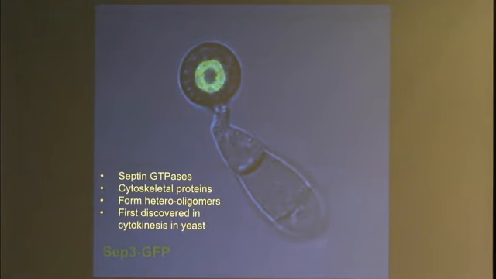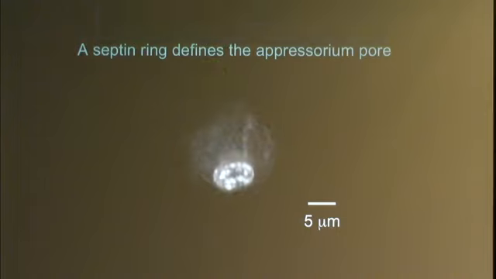So these are small GTPases. They were discovered by Lee Hartwell in the 70s in yeast, for their role in budding. Saccharomyces cerevisiae divides by budding, and these are important at those budding sites. And as you can see here, septins form a nice ring around the appressorium pore as well. And when we do a three-dimensional movie of these rings, you can see that this ring is just at the base of the appressorium. So it is where the penetration peg emerges.